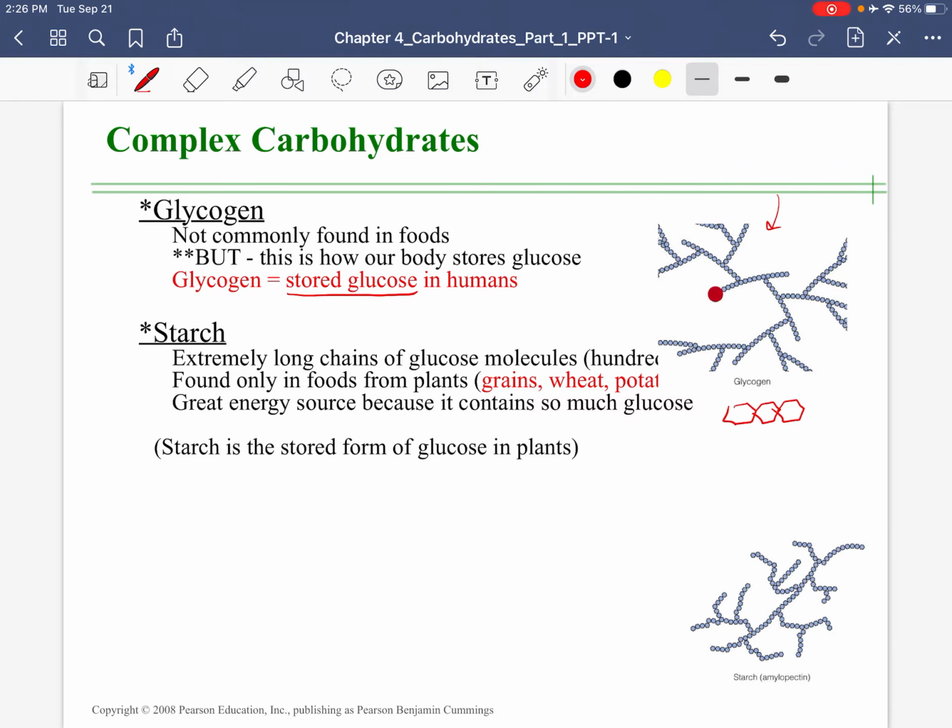So what our body does is we ingest that food. It's got a lot of glucose. Our body will purposely keep some of that glucose in the bloodstream. But then a lot of that glucose, it will store for later. And the storage form of glucose is glycogen.